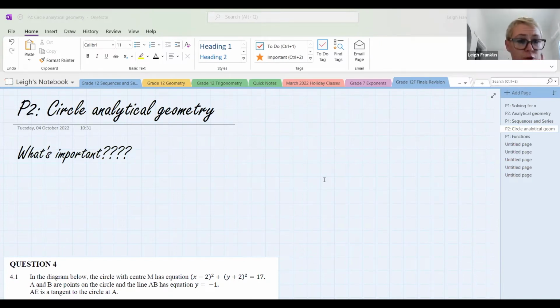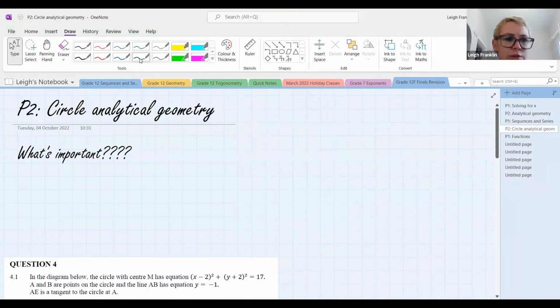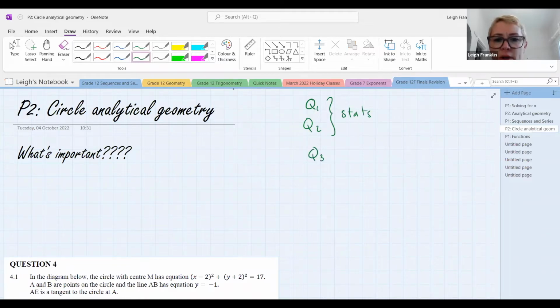Today's topic is circle analytical geometry. As I'm sure most of you are aware by now, this is in paper 2. The way your paper 2 is going to be structured is that the first questions, probably question 1 and question 2, will be on statistics. Generally question 3 is on grade 11 analytical geometry, and question 4 is on circle analytical geometry, which is the grade 12 analytical geometry.